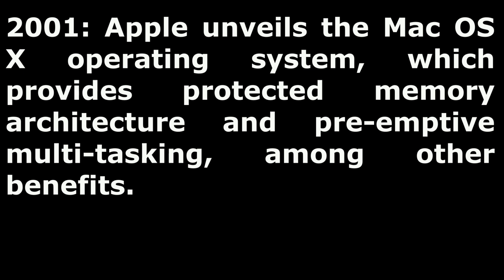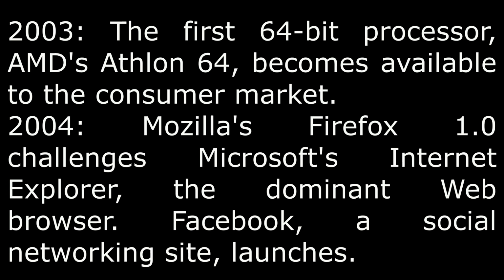2001, Apple unveils the Mac OS X operating system, which provides protected memory architecture and preemptive multitasking, among other benefits. Not to be outdone, Microsoft rolls out Windows XP, which has a significantly redesigned graphical user interface, GUI. 2003, the first 64-bit processor, AMD's Athlon 64, becomes available to the consumer market. 2004, Mozilla's Firefox 1.0 challenges Microsoft's Internet Explorer, the dominant web browser.